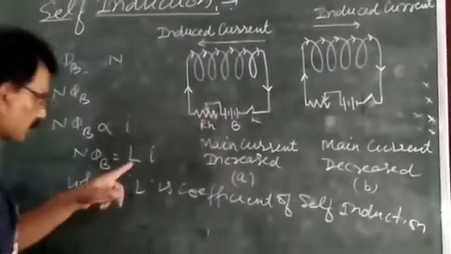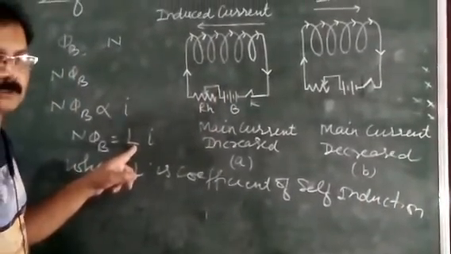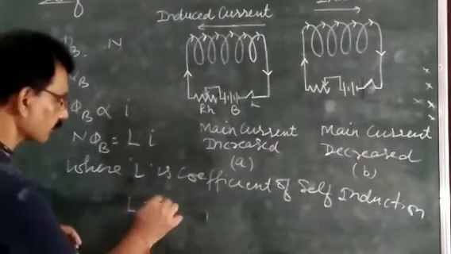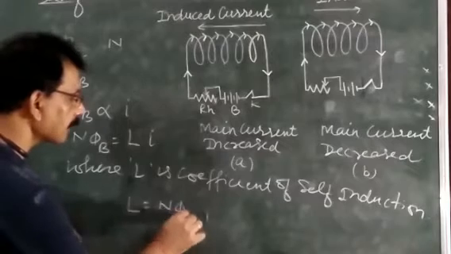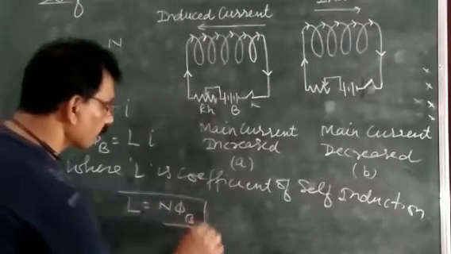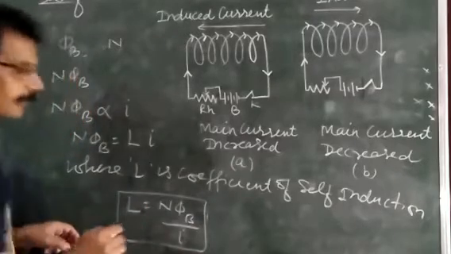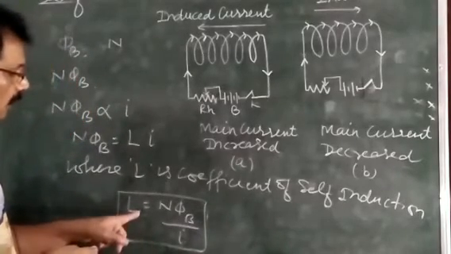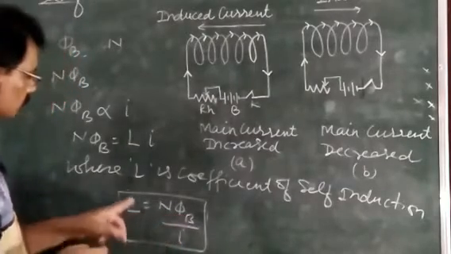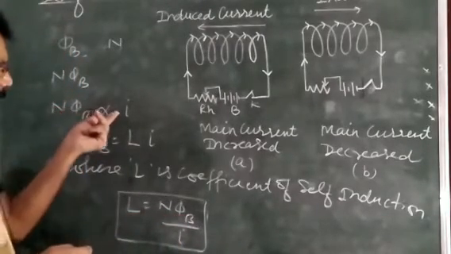इस L को क्या नाम दिया गया है? Coefficient of self induction. And from here you can say L is equal to n phi b upon I. And in this way you can find out the coefficient of self induction is equal to n phi b upon I.